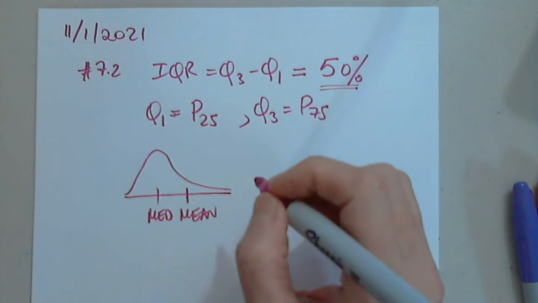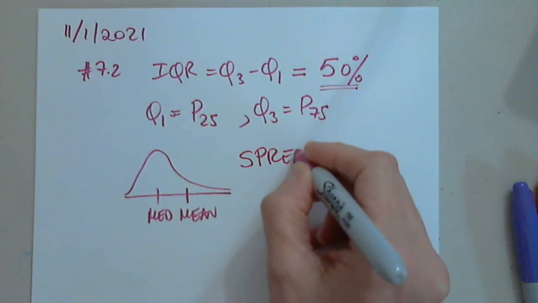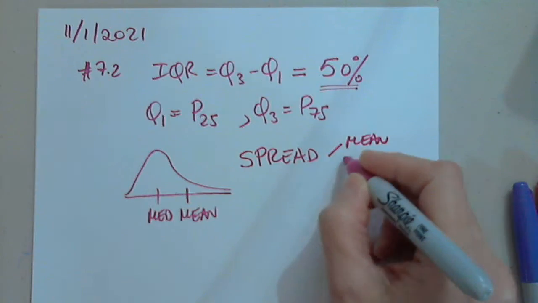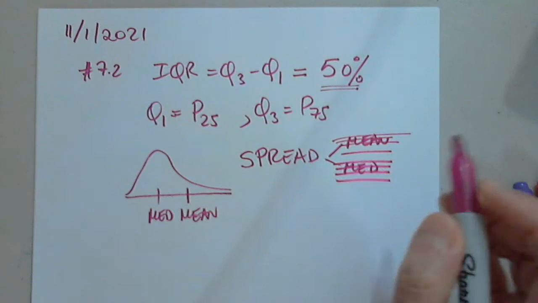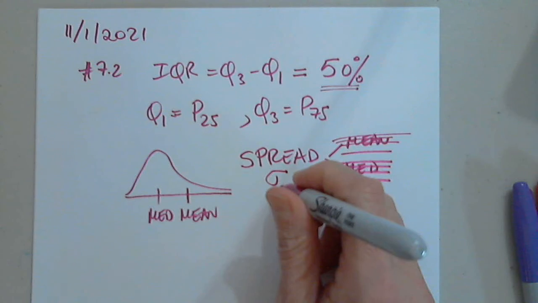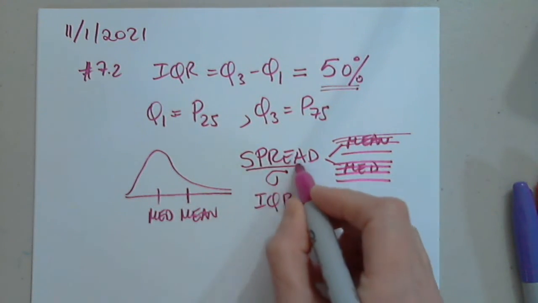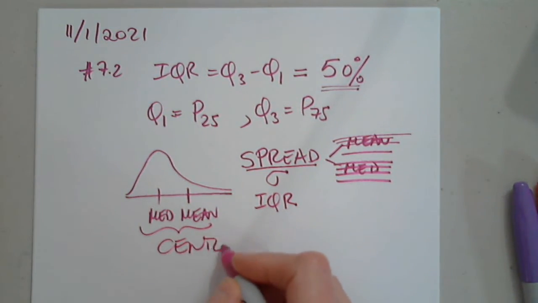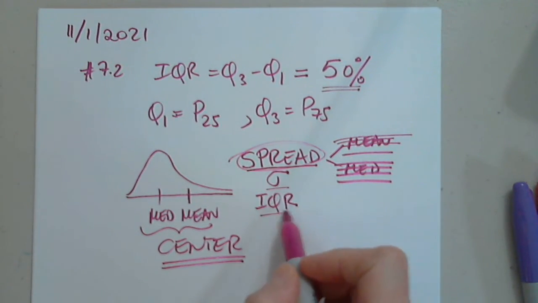And also, many of you consider the spread of the data like the mean or the median. No, the spread of the data is either sigma, which is the standard deviation, or the IQR. When we talk about the spread, we're not talking about the mean and the median. The mean and the median are measures of center. Measures of spread are sigma and IQR.